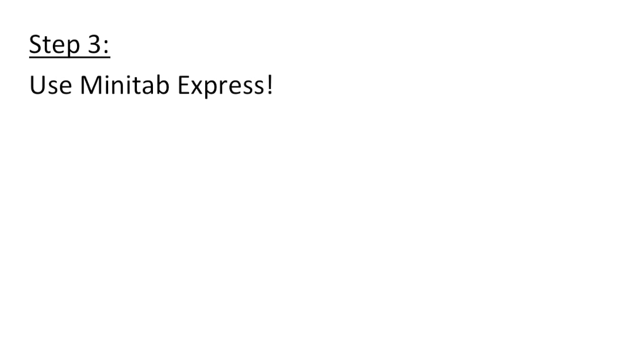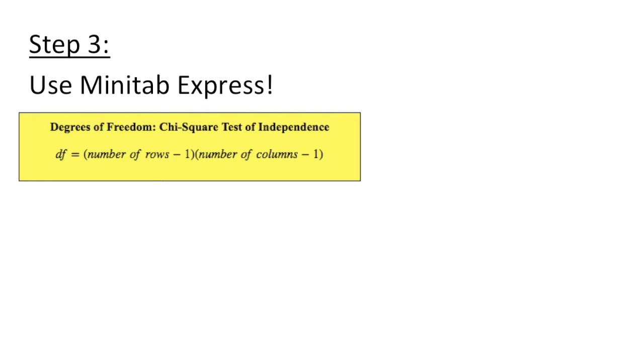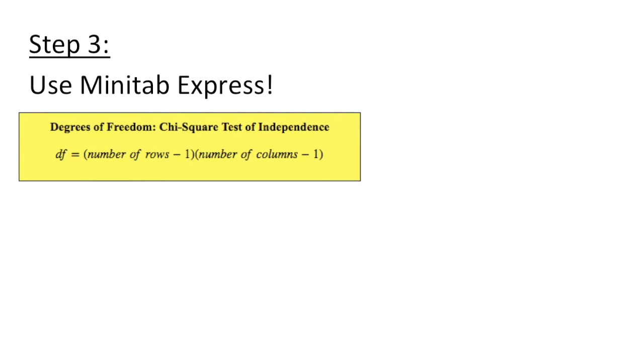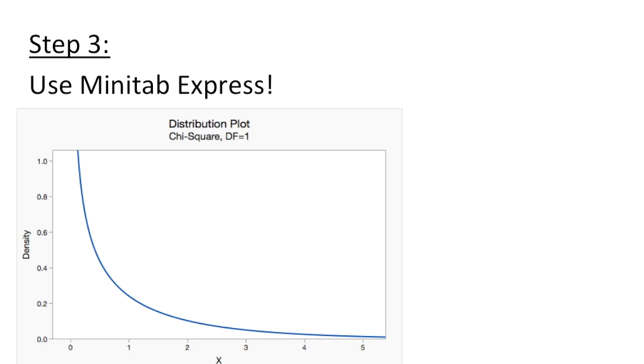Step 3 is where you find the p-value. You're going to find the p-value using Minitab Express. Minitab Express is going to use the test statistic from Step 2 to construct a chi-square distribution with degrees of freedom that are equal to the number of rows minus 1 times the number of columns minus 1. Here's an example of a chi-square distribution for a 2x2 chi-square test. Recall, for a 2x2 chi-square test, the degrees of freedom would be equal to 2 minus 1 times 2 minus 1, which equals 1. So 1 degree of freedom.